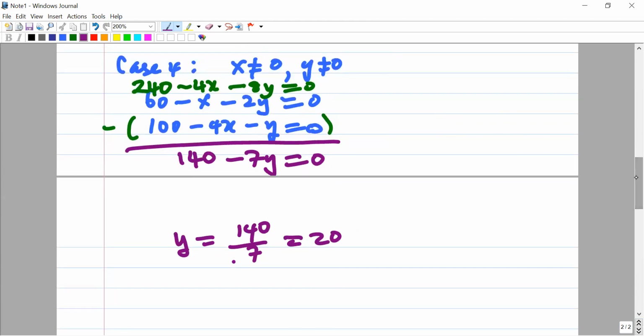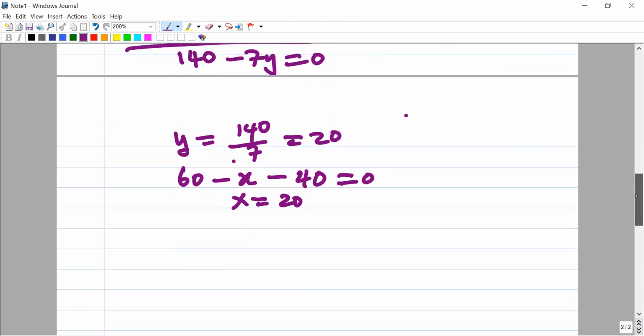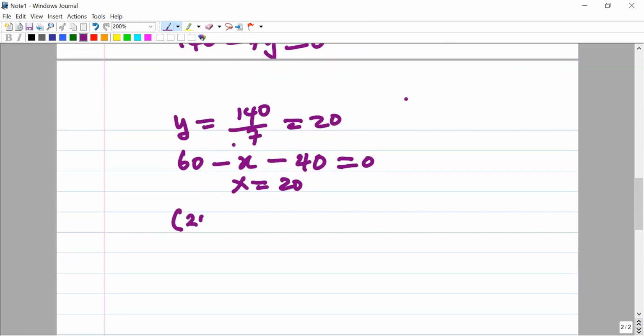So if y is 20, if we go to the first blue one here, then we have 60 minus x minus 40 equals 0. So then it also means that x is equal to 20. So we now have the point (20, 20).